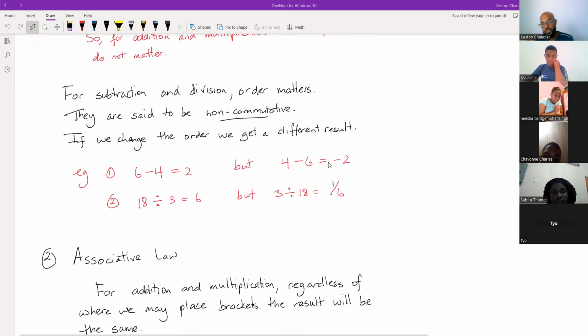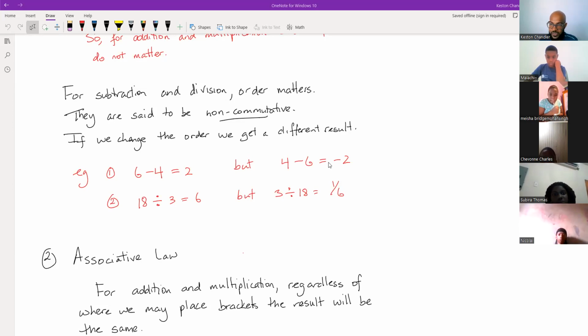For subtraction and division, however, this rule does not apply. It doesn't hold for subtraction and division. The order matters for subtraction and division. So subtraction and division are the opposite of addition and multiplication. They're said to be non-commutative. If we change the order, we're going to get a different result.